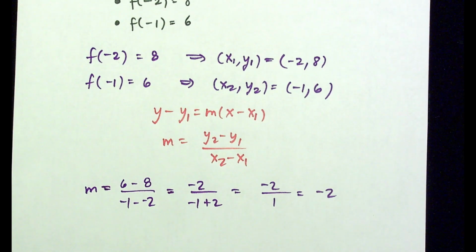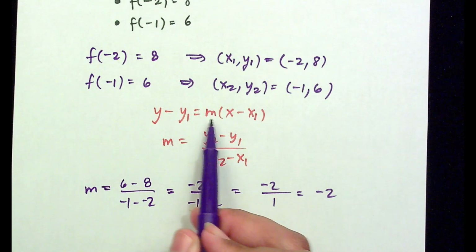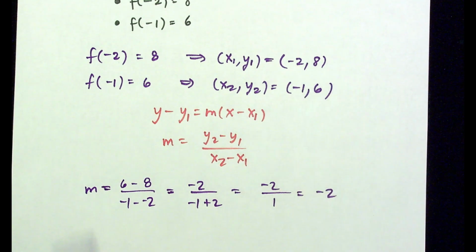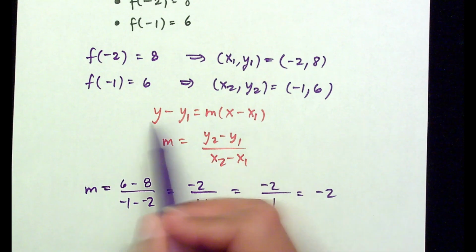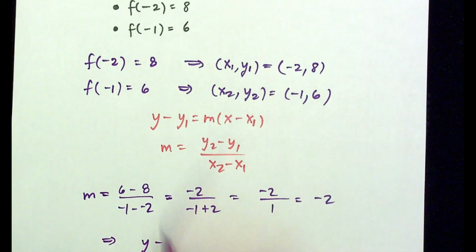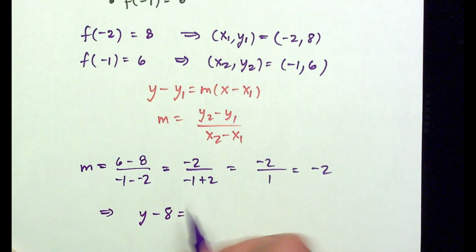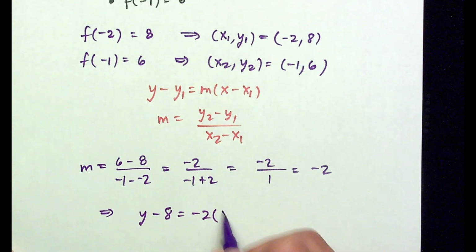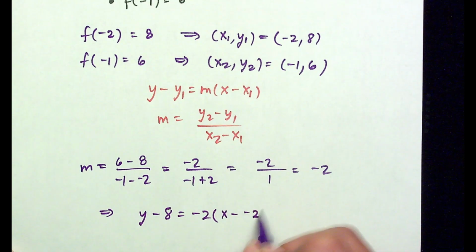Now using the m and x1, y1, this one right here, we would plug it in here and get our equation. So now we would get y minus y1, where y1 is 8, equals m, which is negative 2, times x minus x1, where x1 is negative 2.